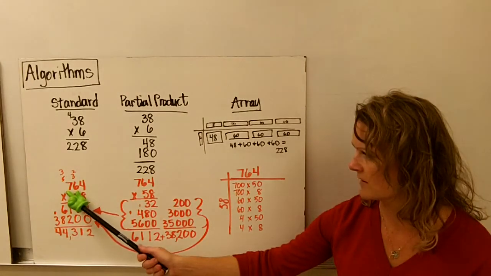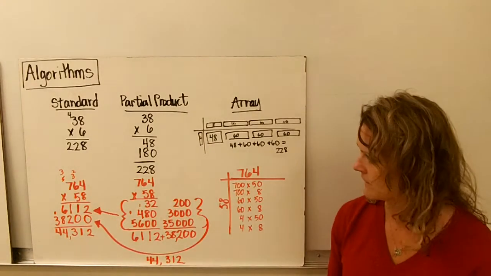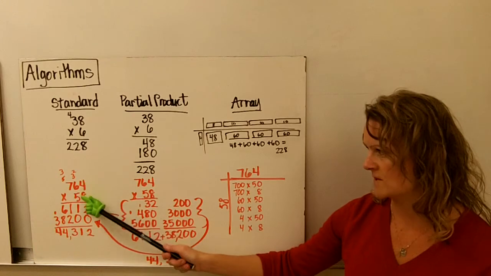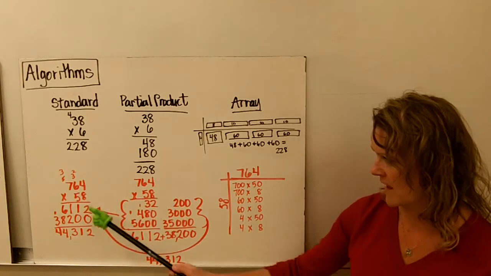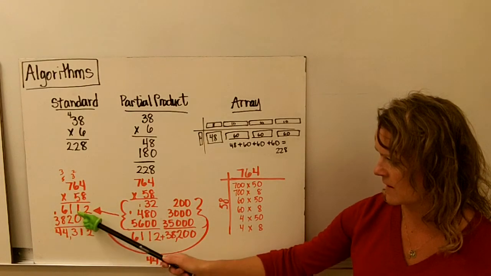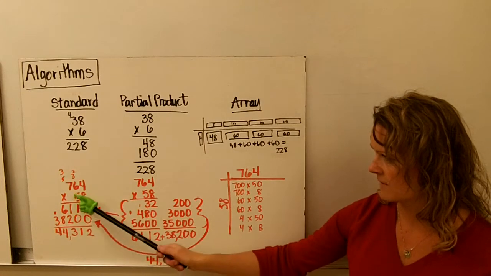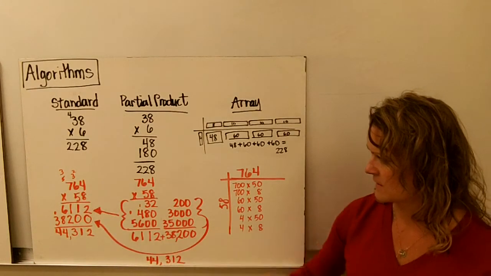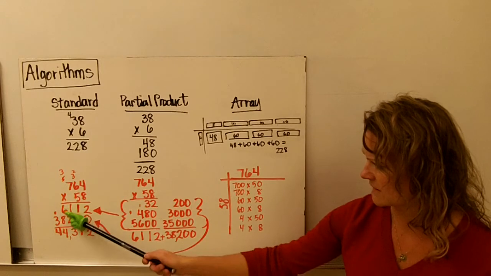I used that to multiply 764 times 58. And I started with this. 4 times 8 is 32, carry the 3. 8 times 6 is 48 plus 3 is 51, carry the 5. 8 times 7 is 56 plus 5 is 61.